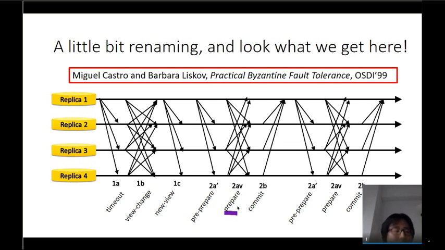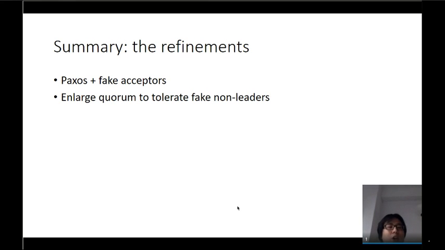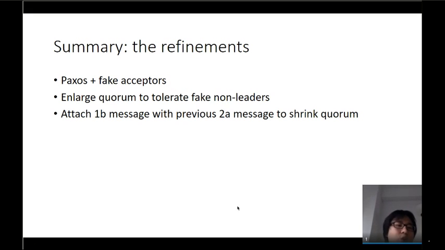So, do you have any questions, or no? Great. So let's take a summary, have a look back at what we did to refine Paxos to PBFT. So first, we introduced some fake acceptors to Paxos, and we changed the definition of the quorum. We enlarged the quorum to tolerate the fake non-leader acceptors. And to shrink the quorum, we attached a phase 1B message with the previous phase 2A message.